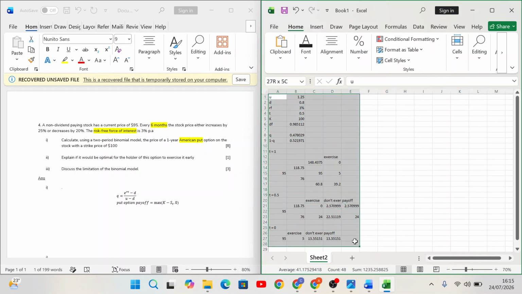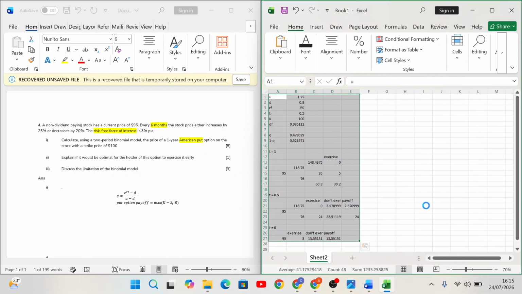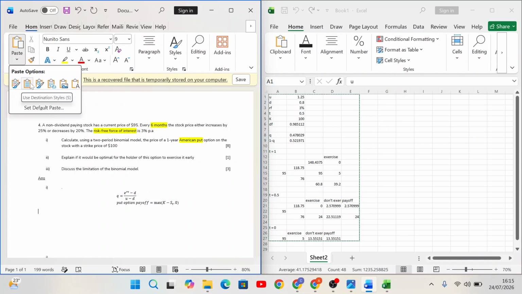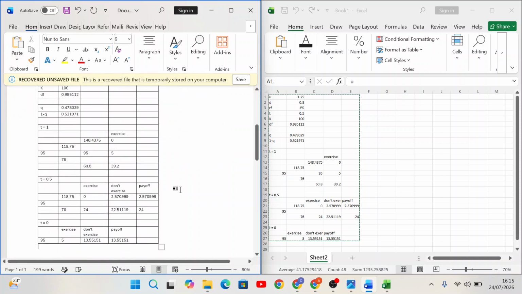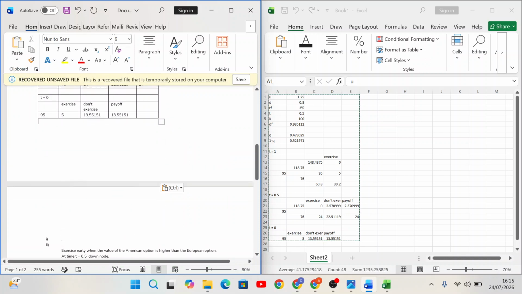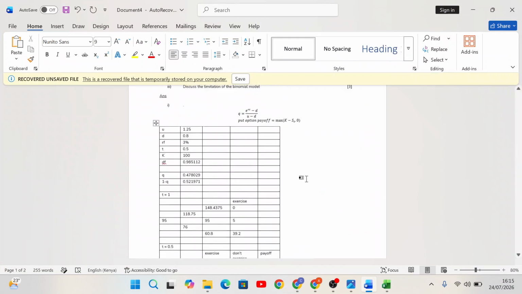So I'll just copy this working, come here and paste my answer in that table there. Yeah, and with that question gives me 8 marks.